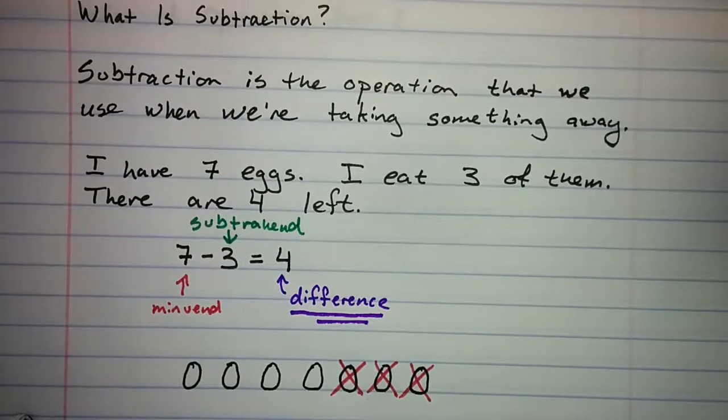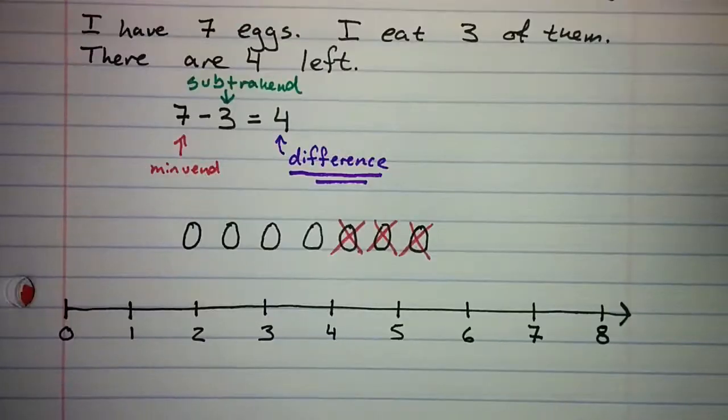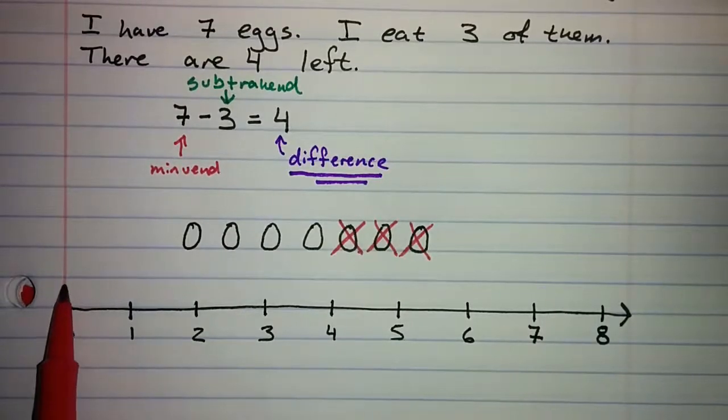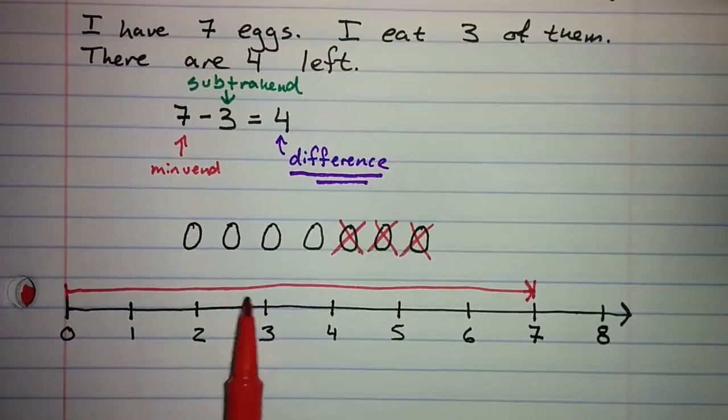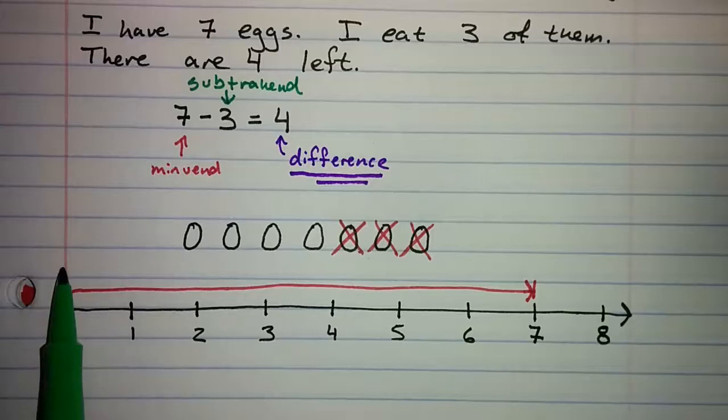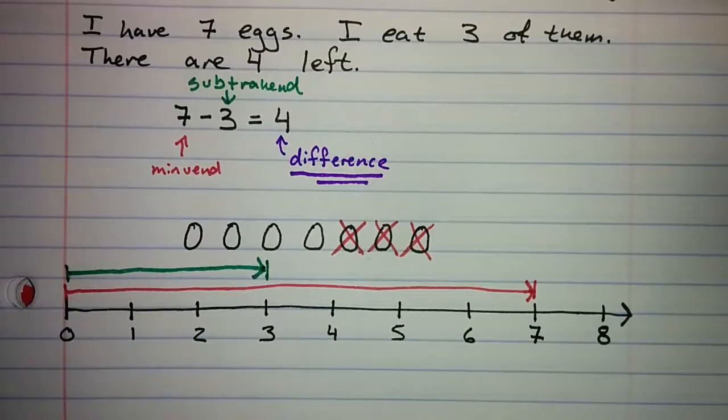We can also understand subtraction, just like we did addition, on the number line. So we're going to take 7 minus 3. On the number line, of course, we can think of 7 as this point, or we can think of 7 as this distance. 1, 2, 3, 4, 5, 6, 7 long. And then 3, of course, is this point, or this distance. Okay, how do we understand 7 minus 3 then?